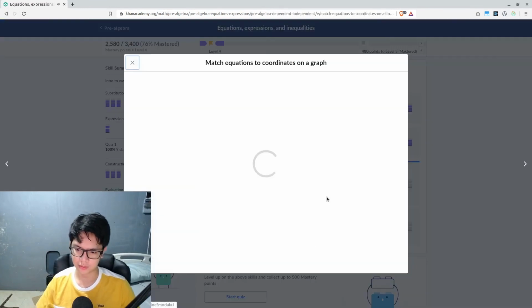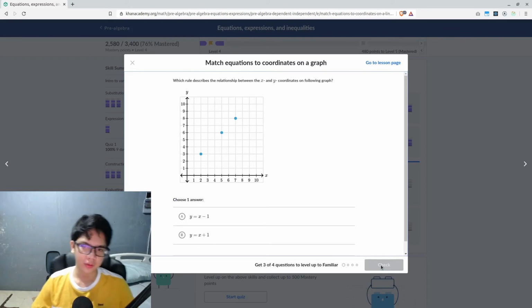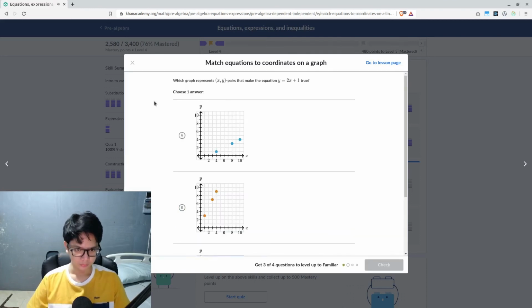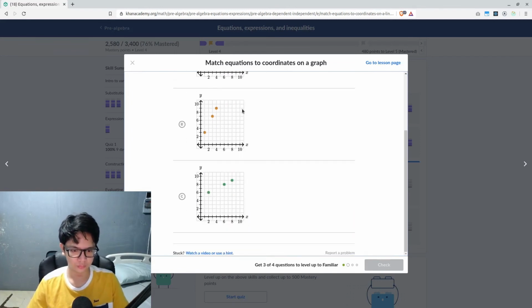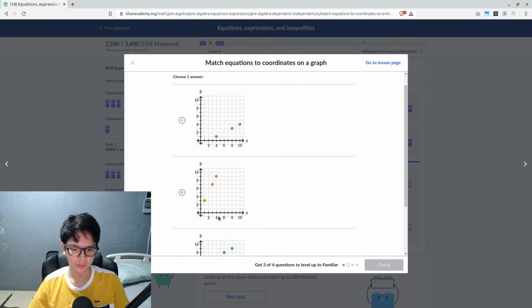Word problems. Let's go. X and Y are in the following graph. Okay, this one. So if your x is 2, then your y is gonna be 3. Now let's do x is 4. Then our y is 9.